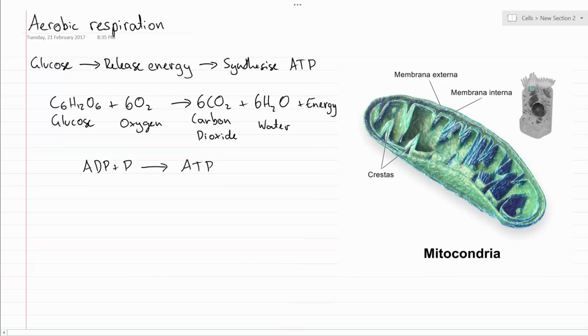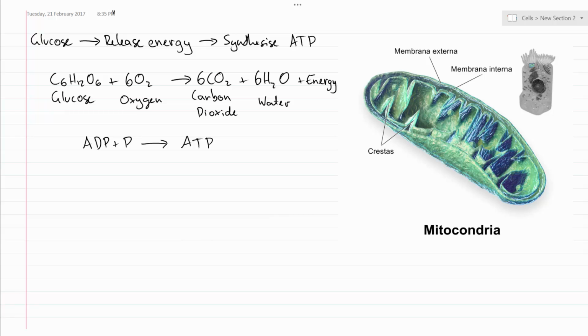There's a couple of steps in aerobic respiration which go towards releasing the maximum amount of energy from this reaction. So first off, we start off with a process called glycolysis.